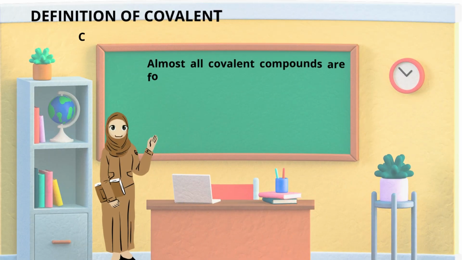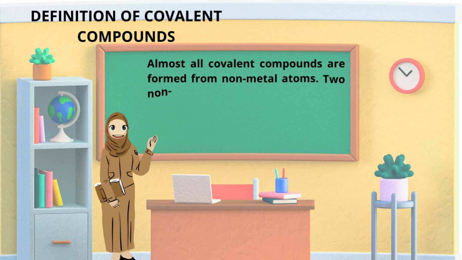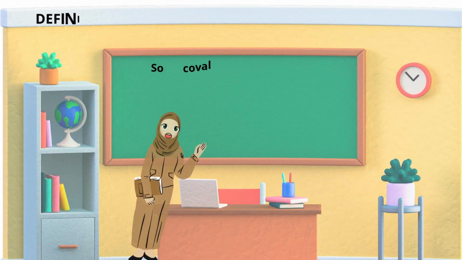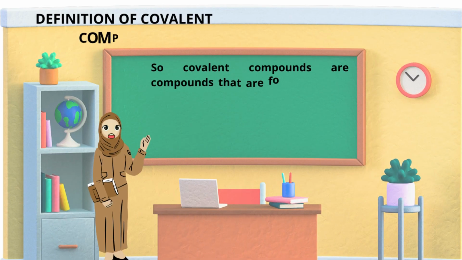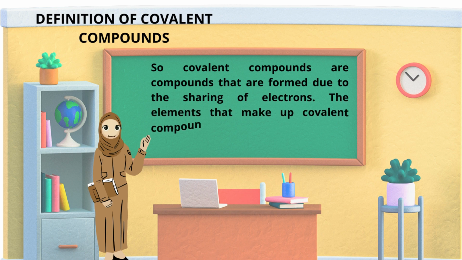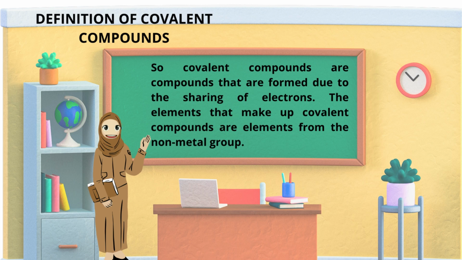Almost all covalent compounds are formed from non-metal atoms. Two non-metal atoms donate electrons to each other so that one or more pairs of electrons are shared. So, covalent compounds are compounds that are formed due to the sharing of electrons. The elements that make up covalent compounds are elements from the non-metal group.